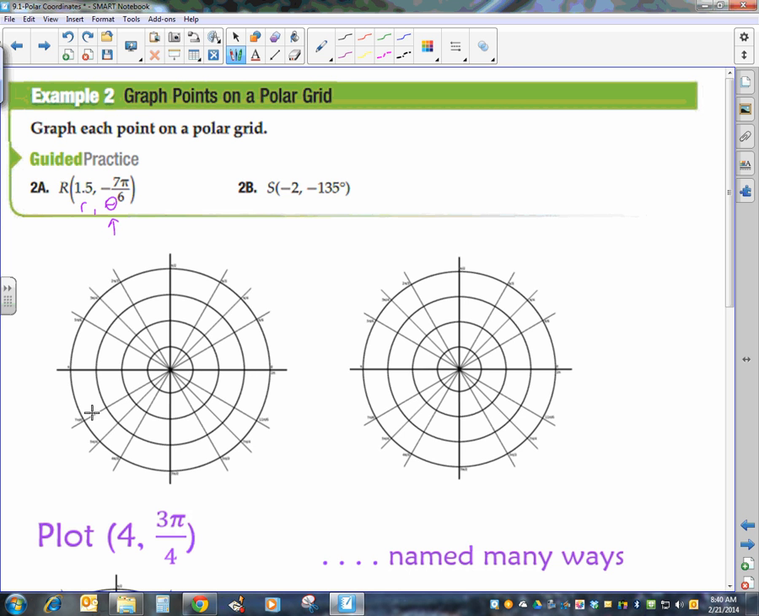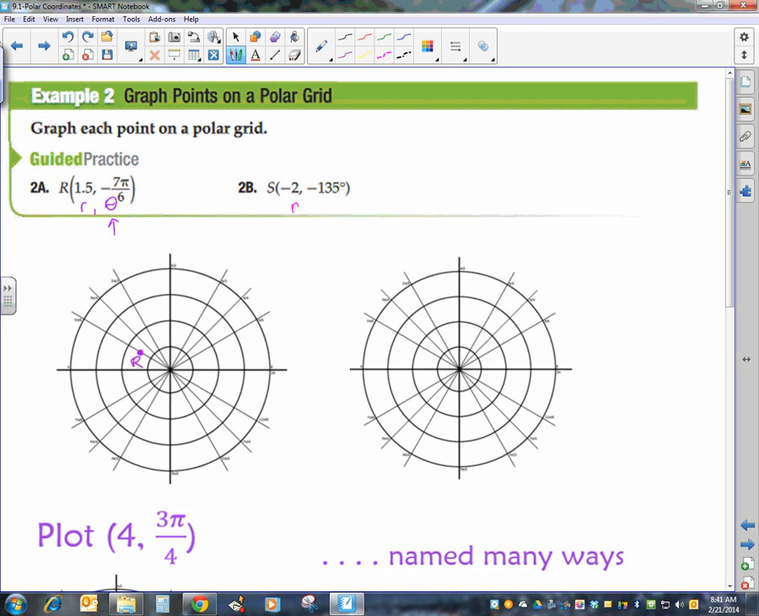So I go negative 7 pi over 6 because I gave you some nice paper that allows you to do that. And then I'm going to go out 1.5 rings. So I just have to go halfway. And you don't have to label it because it's already labeled on this. So this would be point R. Okay. Pause if you want to. Try to do this one by yourself and then start back up and we'll see if we match.